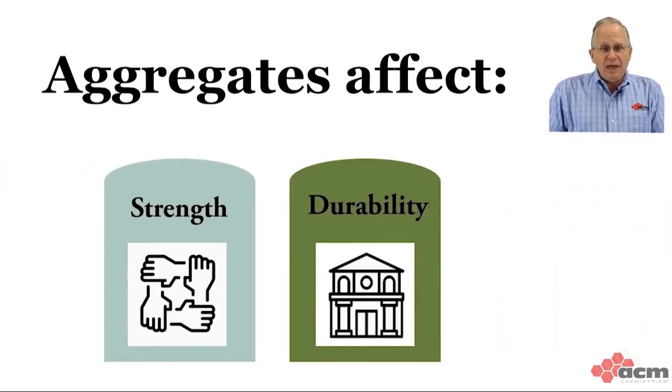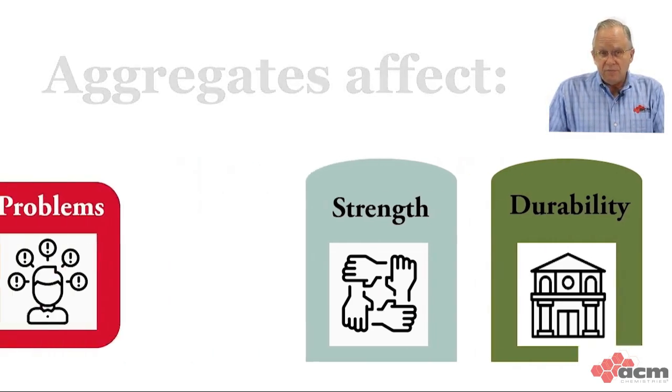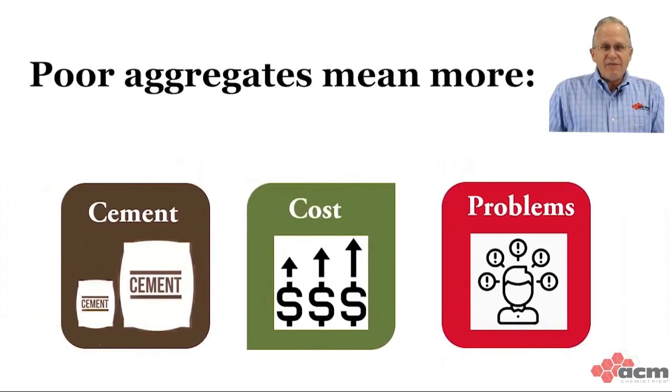Poor or out of spec aggregates can limit the strength that we can get in our concrete products and can adversely affect the durability and service life. Finally, aggregates have a big impact on the economy of our mix and how much cement we end up using.